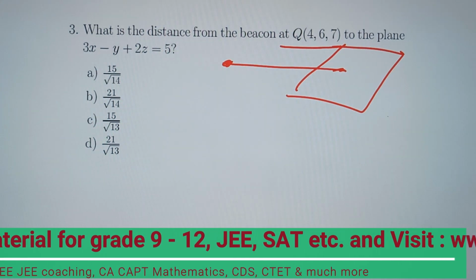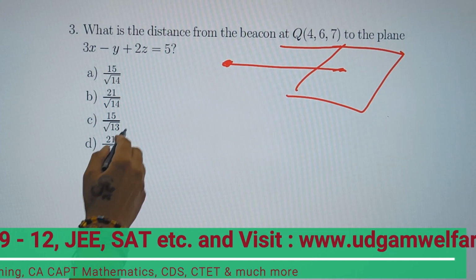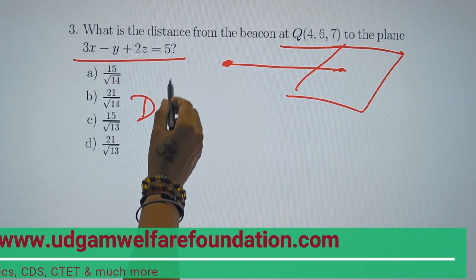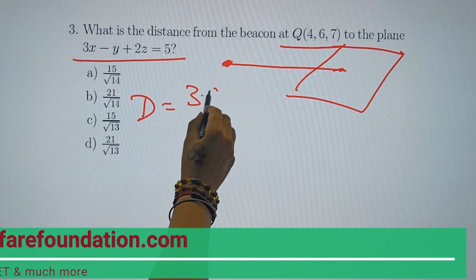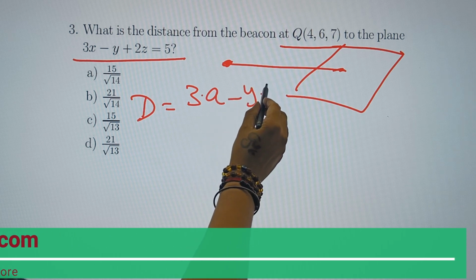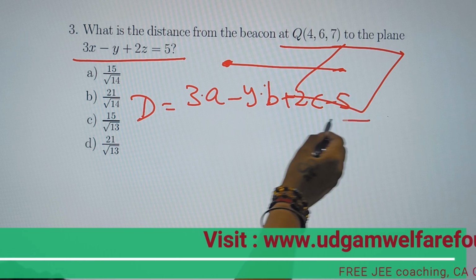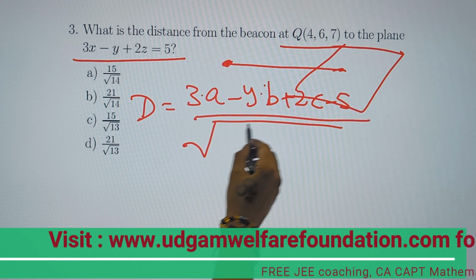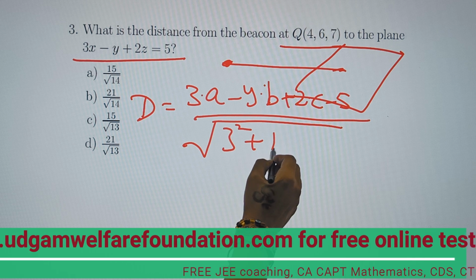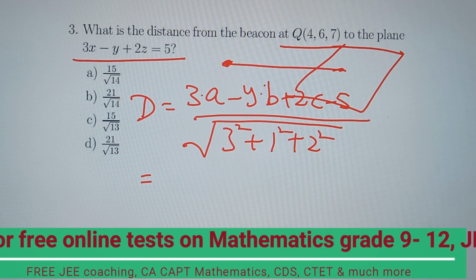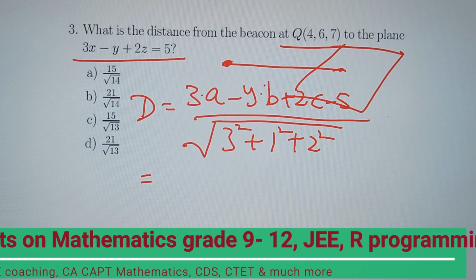So here we have a formula which states the distance D is equal to |3(A) − y(B) + 2(C) − 5| over root over 3 square plus 1 square plus 2 square. Very simple, and this we have discussed in our previous case study as well.